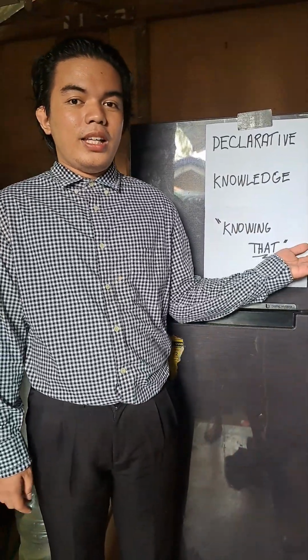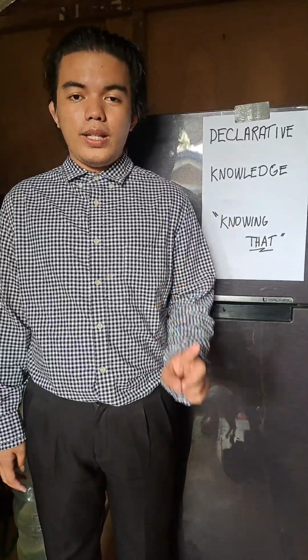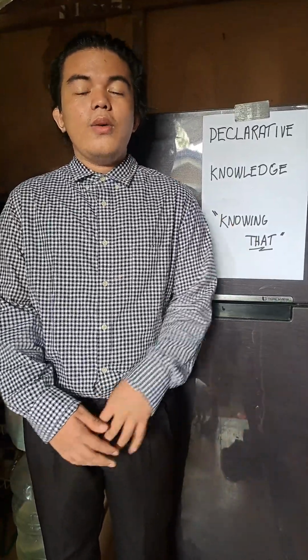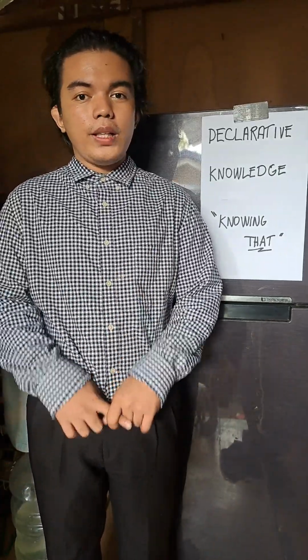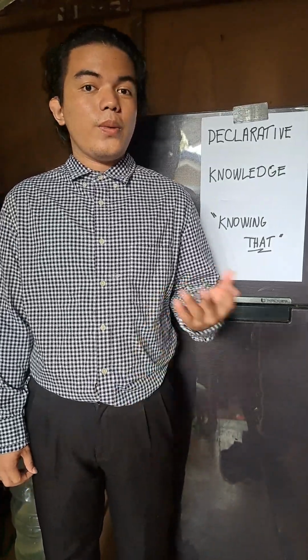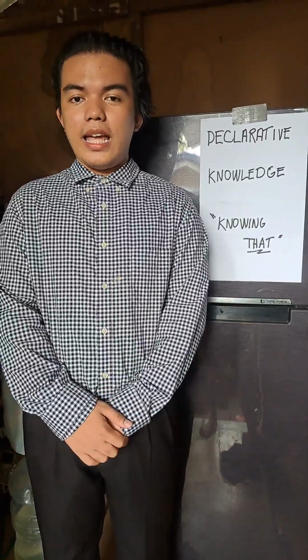Since declarative knowledge is based on factual information, it answers what questions. Let's say, for example, what is a shape that has 4 sides and 4 equal lengths? The answer would be square because a square has 4 equal sides and 4 equal lengths.